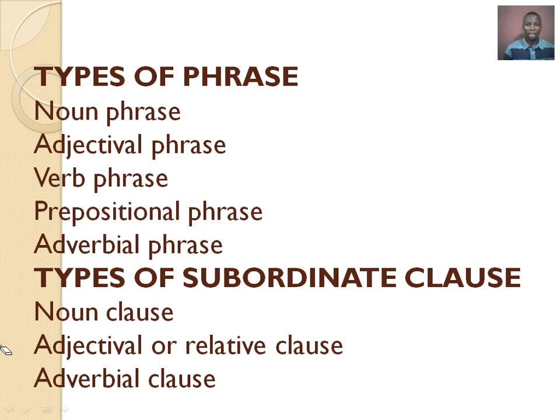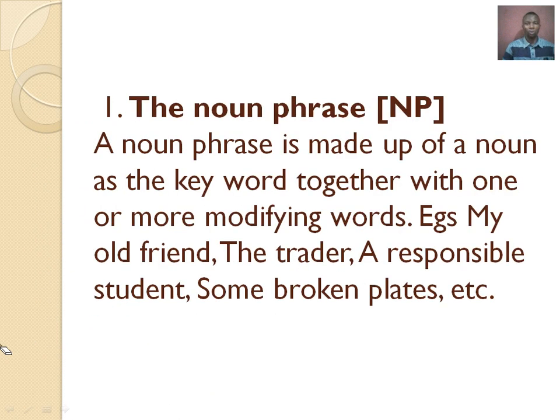But of all the types of phrases you see on the screen, we are going to talk about only three: the noun phrase, the adjectival phrase, and of course, the adverbial phrase. The subordinate clause has three types: the noun clause, the adjectival or relative clause, and of course, the adverbial clause. So let's get into the detailed explanation of this concept.